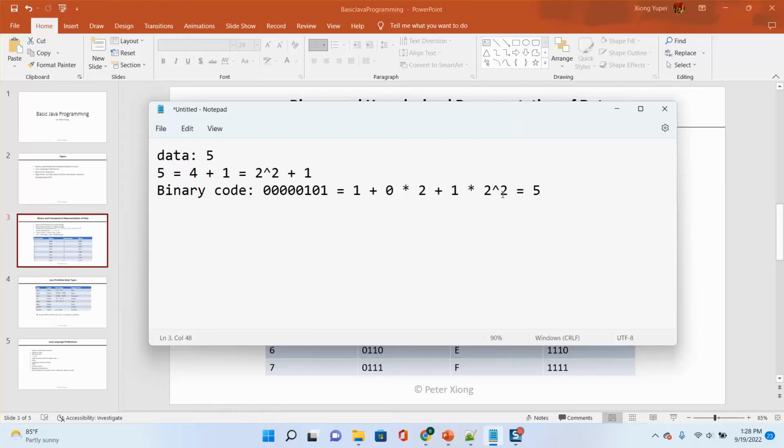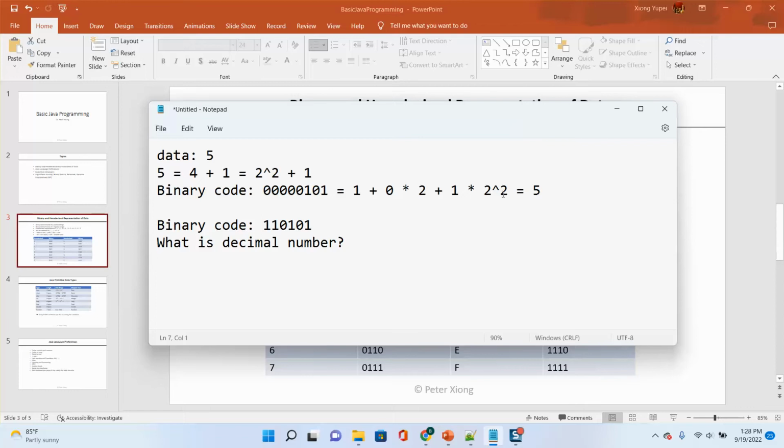I'll give you another example. Suppose I have a binary code as 110101. So what is the decimal number?